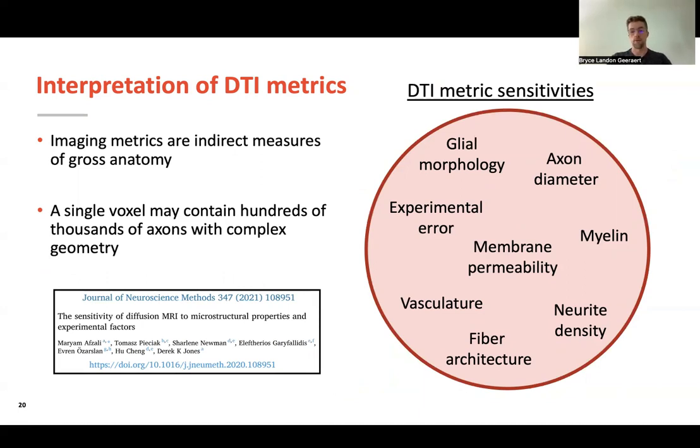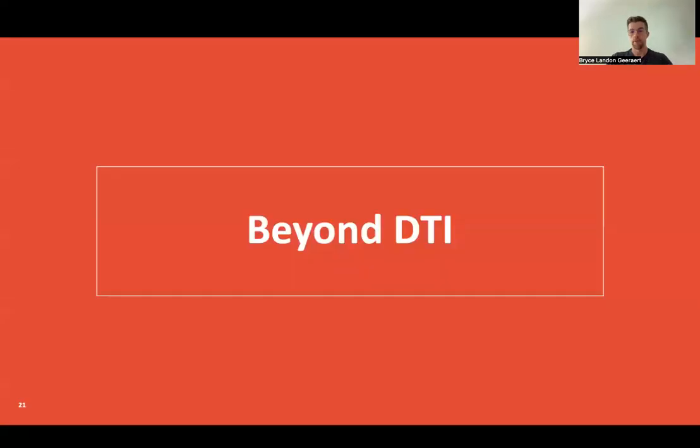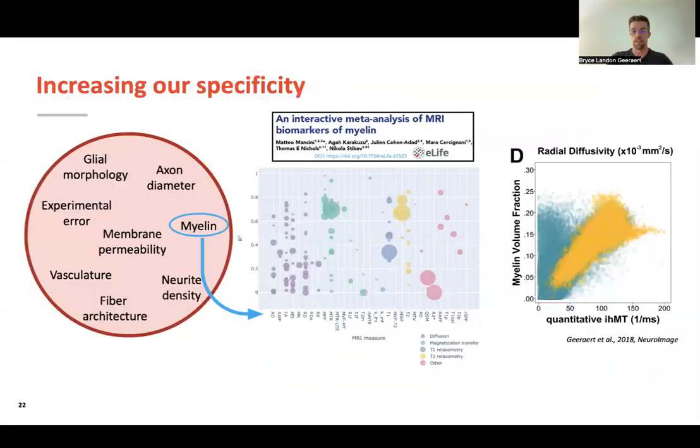So if we see FA goes up, what does that mean? It could be a combination of any of these factors changing, along with the fact that, for our typical voxel, we have tens to hundreds of thousands of axons passing through a region. So there's a limitation on how specific our findings can be. But we have other methods available, some new, some old, that can augment our DTI-based findings. There are many imaging metrics available with varying levels of specificity to each of these individual microstructural features that DTI captures in an umbrella fashion.